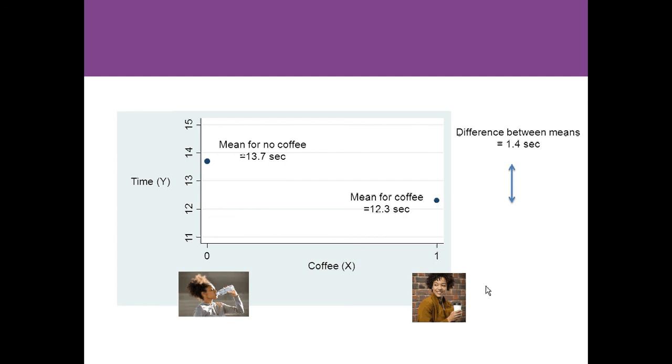If I plot the means for these two groups, here we have the water group, or no coffee group, here their mean running time was 13.7 seconds, whereas for the coffee drinking group it was 12.3 seconds. The difference between these two means was 1.4 seconds.